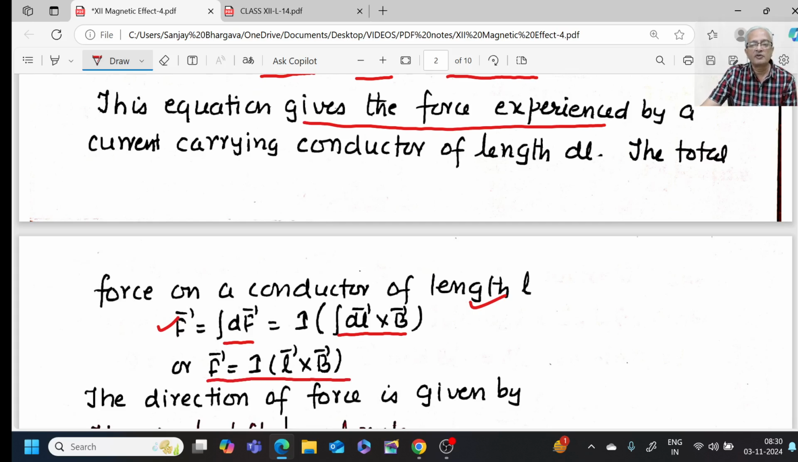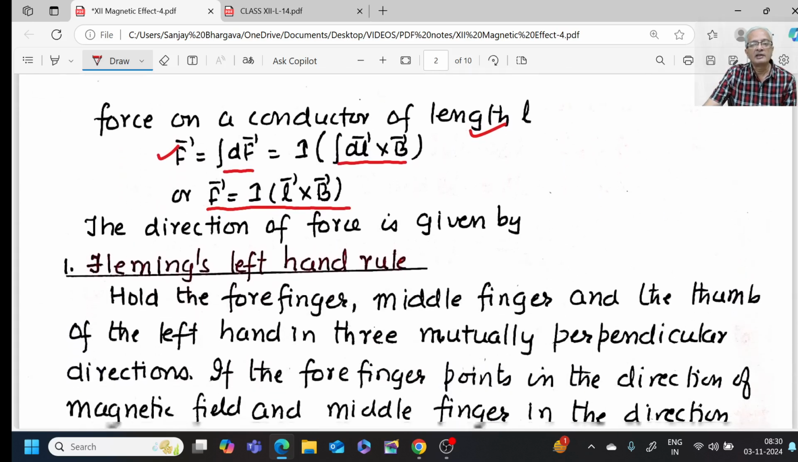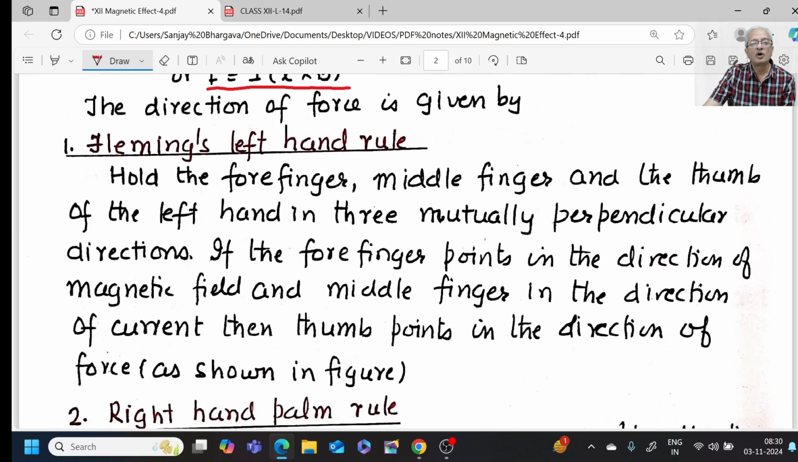The direction of the force is given by either Fleming's left hand rule or the right hand palm rule. What does Fleming's left hand rule say? Hold the forefinger, middle finger and the thumb of the left hand in three mutually perpendicular directions. If the forefinger points in the direction of magnetic field, middle finger points in the direction of current, then the thumb points in the direction of force as shown in the figure.